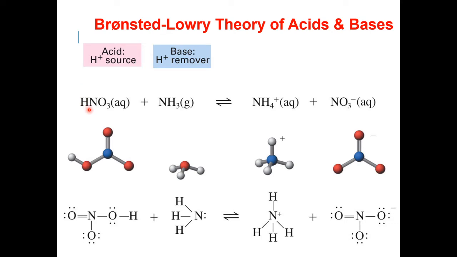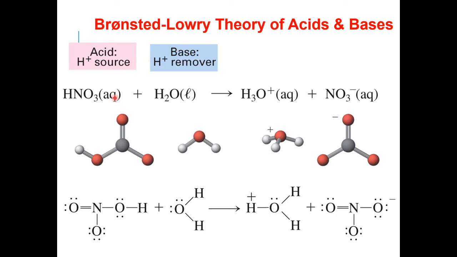So there you go. But again, for us, if you're trying to identify the acid, just look for that hydrogen up front. So here it is in just a different format. So nitric acid donating the hydrogen, ammonia accepting it.